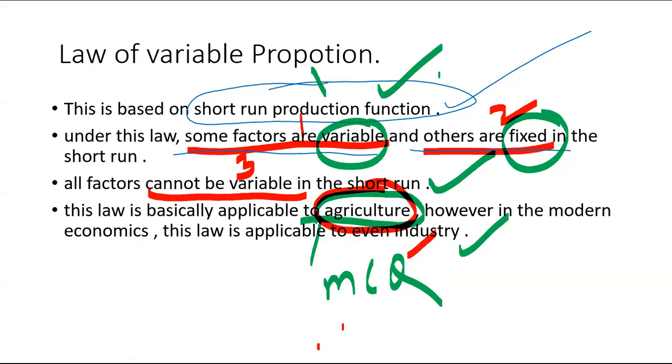Short run production. Perfect. This law is based on short run production function, which means some factors are fixed and other factors are variable. Variable means changed. All factors cannot be changed in the short run.